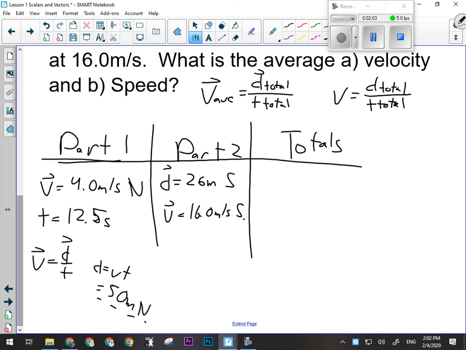And then in part 2, I need to calculate the time. Well, time will be d over v, so that'll be 26 divided by 16, which I think comes out to 1.625. Is that right? Yeah. Seconds. All right. So now I've got the displacement for each part and the time for each part. Can I find the totals? Can I find my total for the whole trip now? In part 1, I go 50 meters north. Then in part 2, I go 26 meters south. What's my total displacement over the whole trip?